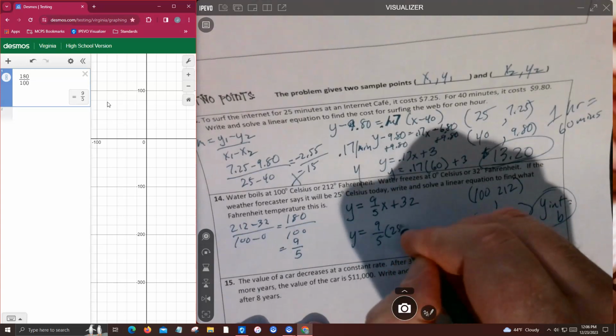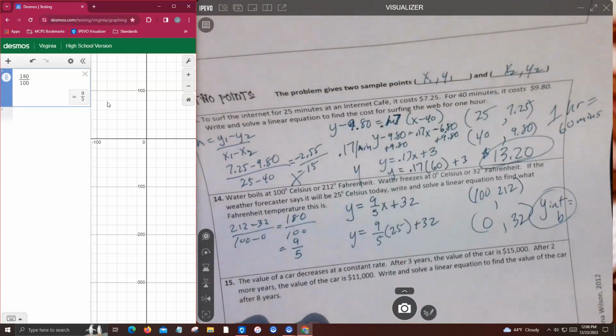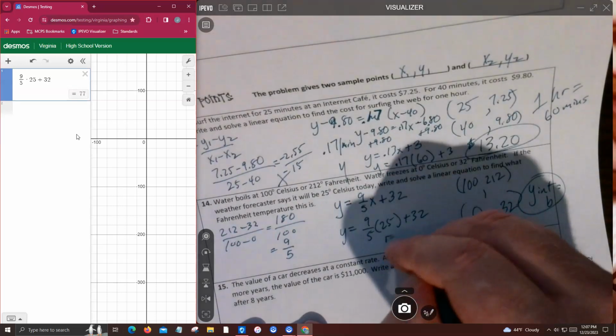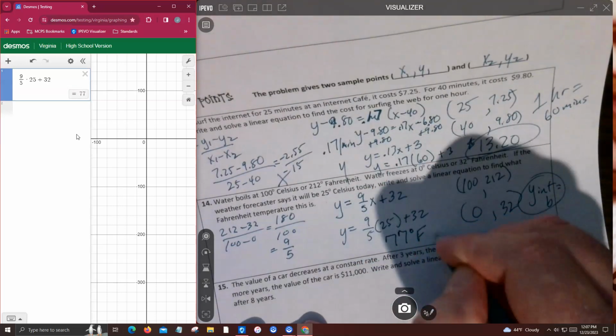9/5 times 25 plus 32. Okay. Let me show you another trick too, just to kind of play with your noodle a little bit. All right, 9/5 times 25 plus 32. 77. It's 77 degrees Fahrenheit.